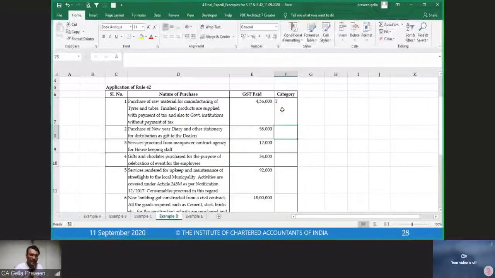Purchase of newer diary or other stationery for distribution as gift or sample. This is covered under section 17 subsection 5. So I call this as T3.